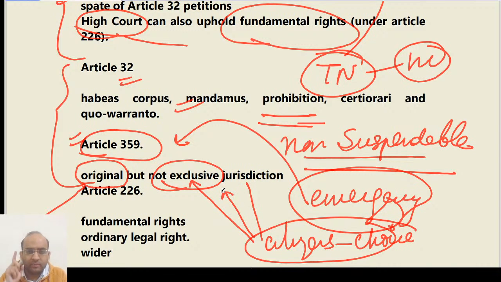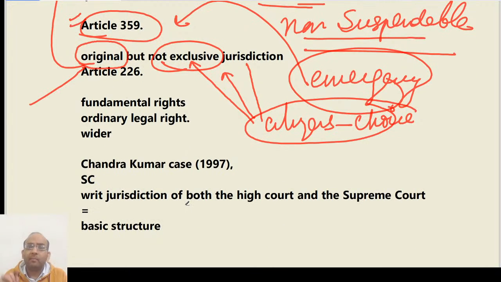The Supreme Court has a duty to accept it. The High Court does not have a duty to entertain it. The High Court may refuse to entertain it, but the Supreme Court cannot. But the High Court can issue writs for legal rights also, like the right to information, MGNREGA, etc. So that is why its writ jurisdiction is wider.